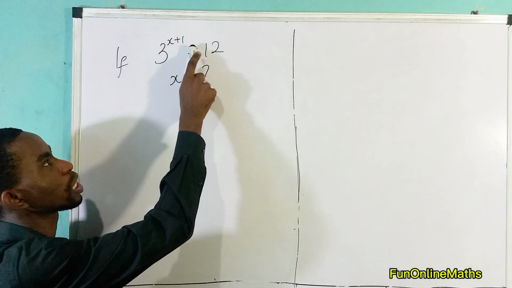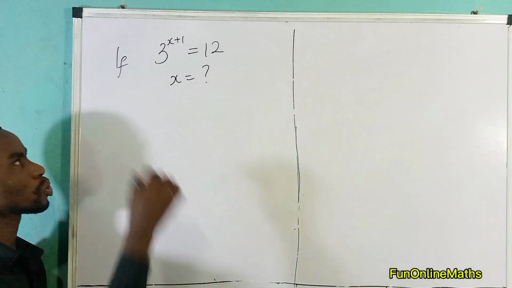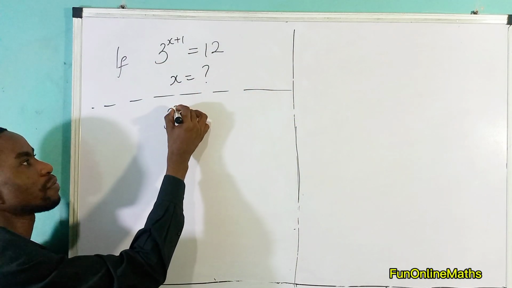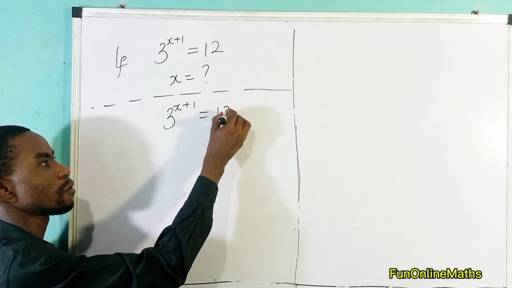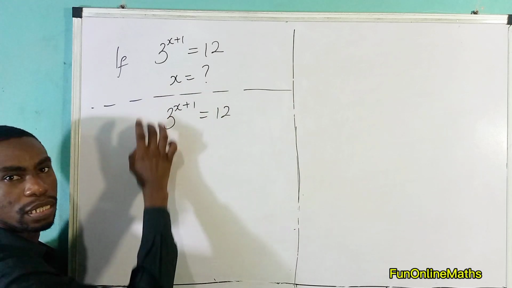If 3 to the power of x plus 1 is 12, then x is what? So for us to solve this, I'm going to rewrite. We already have 3 to the power of x plus 1 as 12. Now, this is in indices.